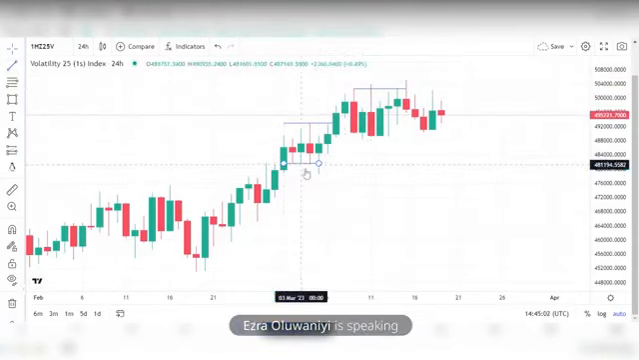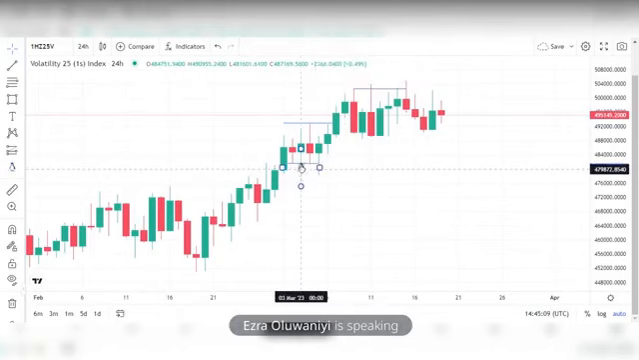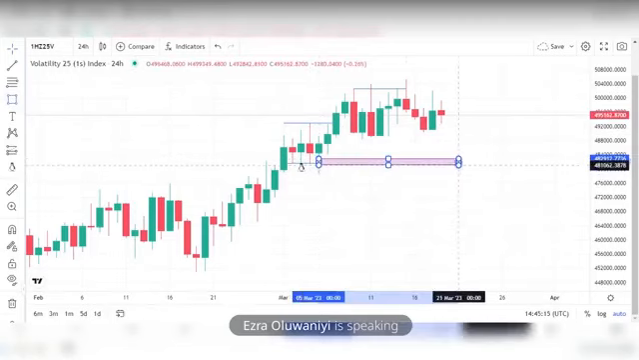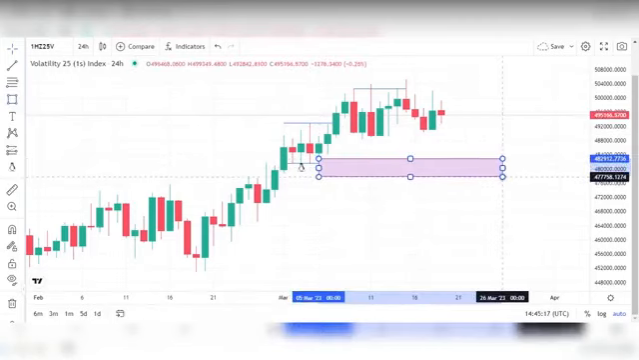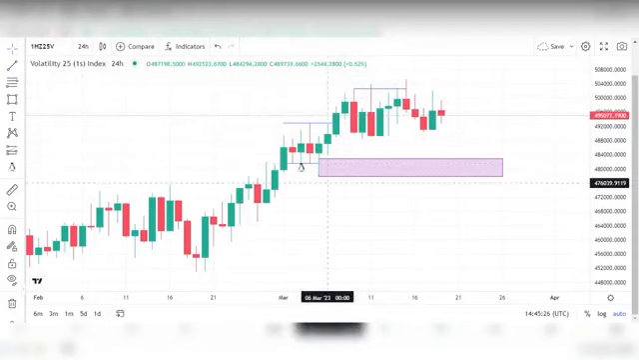So this is a liquidity grab. Liquidity here has been captured, so price should be coming down to this place. As soon as price gets here, you should start looking for a buy. Is that understood, please? Do we understand? Yes, sir.